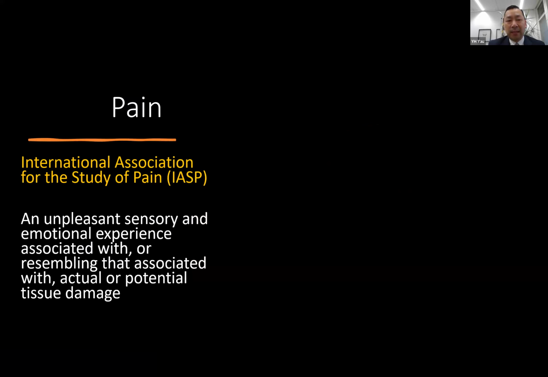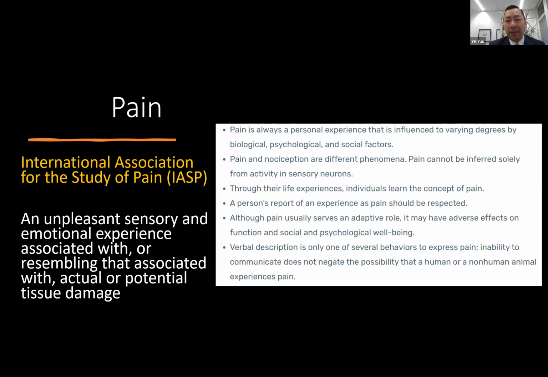So first of all, pain. How to define pain? Well, pain with the IASP, or the International Association for the Study of Pain, as you may know, is an unpleasant sensory and emotional experience associated with, or resembling that associated with, actual or potential tissue damage. And not complicating matters further, but the more recent definition adds a few parameters to it. You don't need to look through this, but top line is pain is a personal experience, multiple factors, and third line that it is shaped through people's life experience.